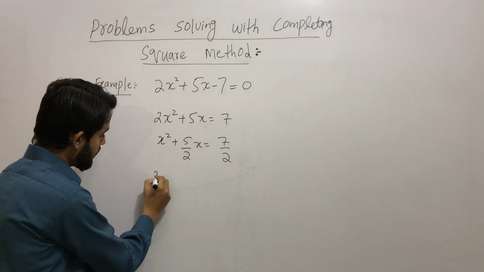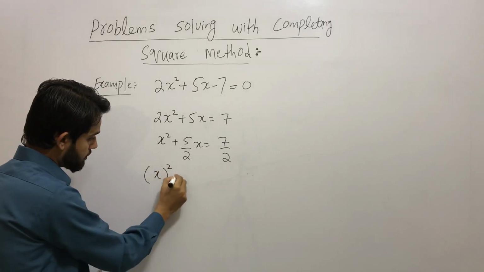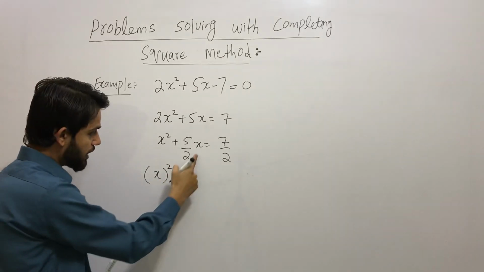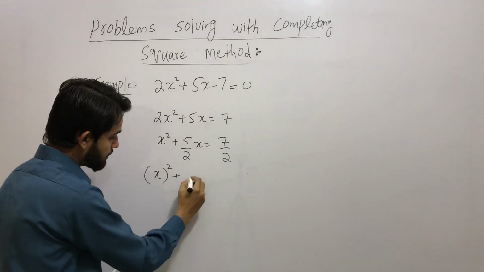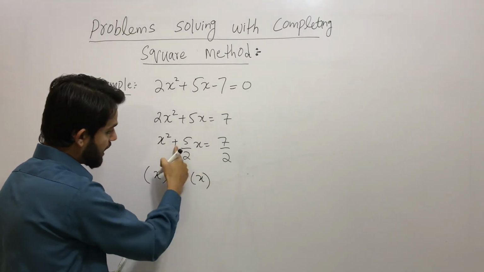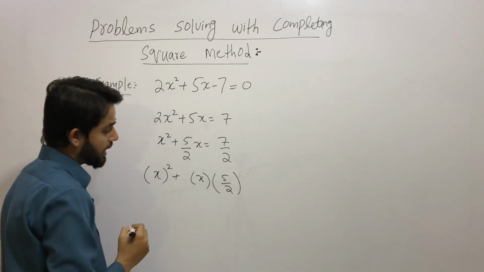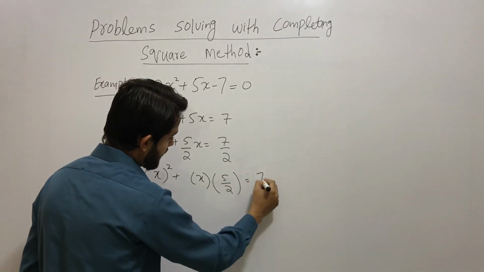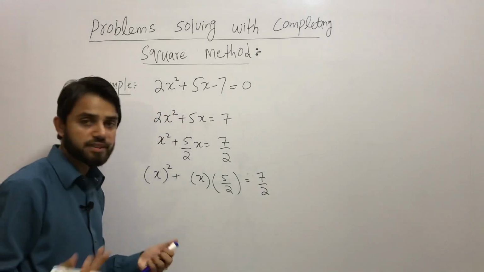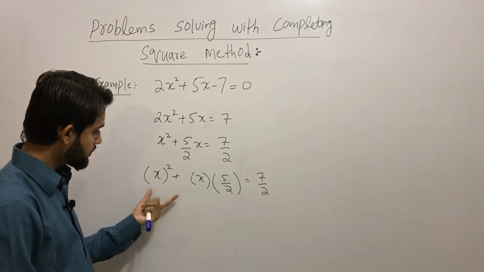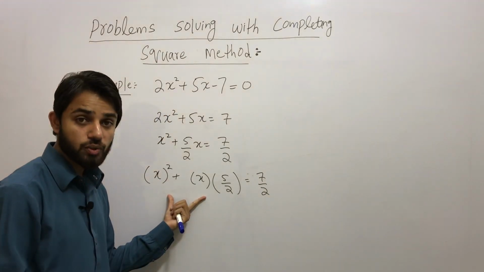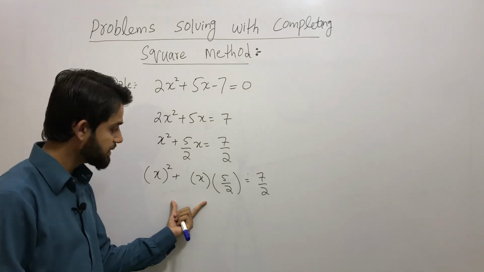Now we will write it as x square. This is basically a square and we know that a is x, so we will write x first, and 5 over 2 is b and we will write that, and over here we will write 7 over 2. So I did nothing special. I just used the bracket for you in order to have a better understanding.